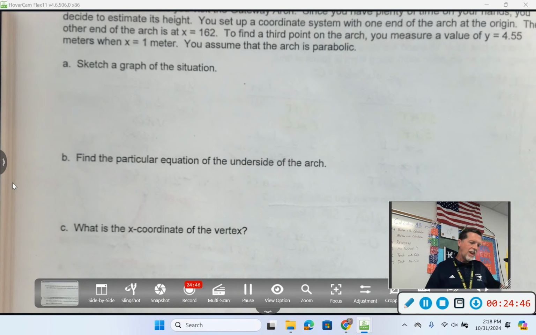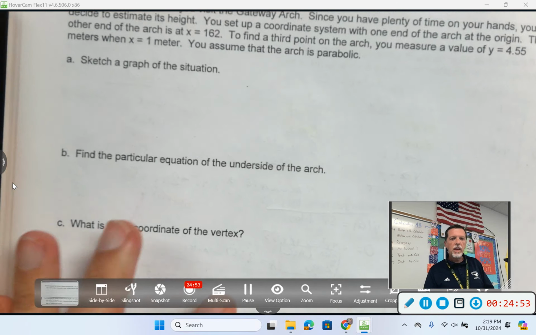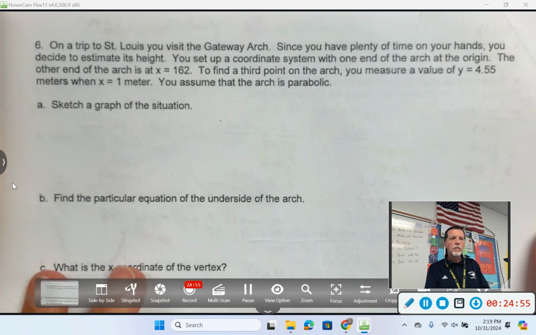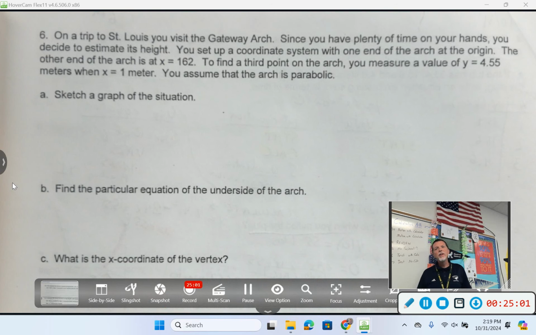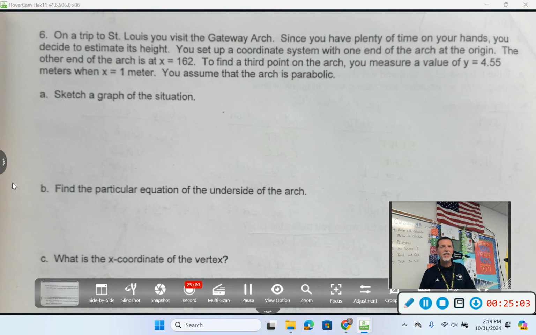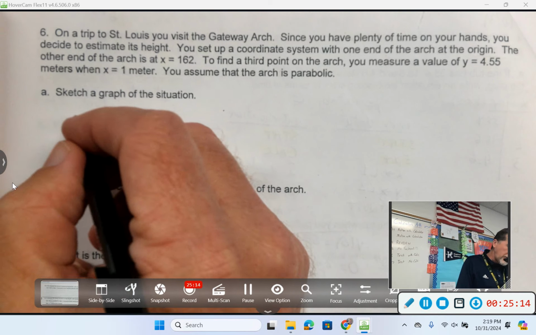So let's turn to number 6. And let's try the same thing here. On a trip to St. Louis, you visit the Gateway Arch. Highly recommended. Super cool. Since you have plenty of time on your hands, you decide to estimate its height, because of course you do. You set up a coordinate system with one end of the arch at the origin. I was going to do this already. Sketch a graph of the situation.